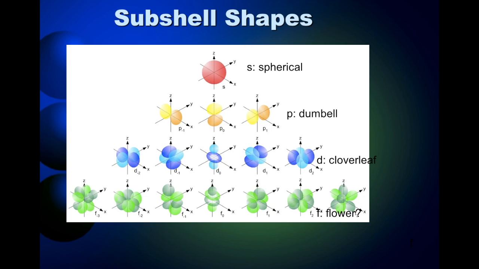And then the F subshell doesn't have a shape associated with it or a named shape, but I think it looks a little bit like a flower, so that's what I called it. The cloverleaf, dumbbell, and spherical were named by other scientists. I came up with the flower, both because I think it looks a little bit like a flower, and also because flower begins with F, so that helps you remember the name.